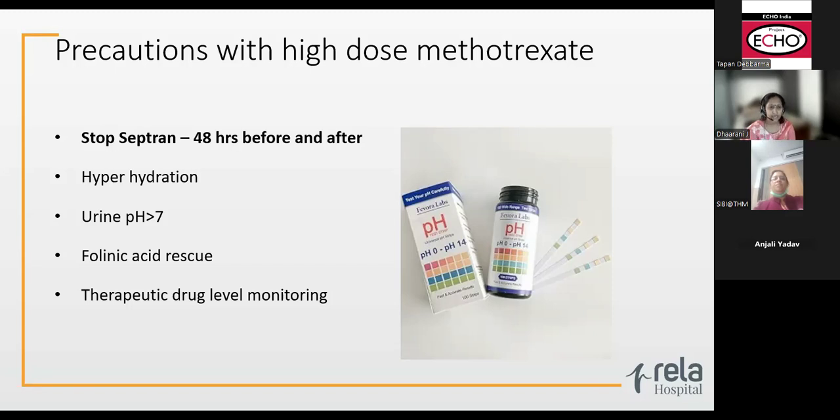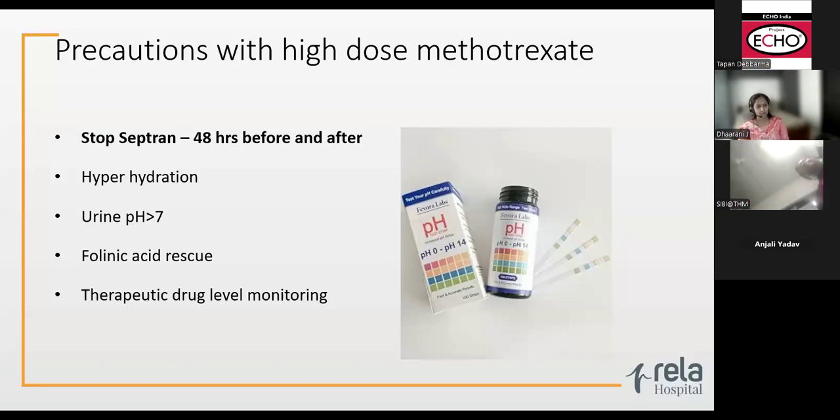So like I said, hyperhydration at least for 6 to 12 hours, making sure the urine pH is more than 7, and ensuring that the folinic acid is ready before starting the methotrexate. These are all very, very important. Methotrexate is one drug where we actually do therapeutic drug level monitoring, meaning we do the drug levels at 48 hours, 72 hours to check the drug has reduced well in the body before we discharge the patient. This is important to ensure the toxicity is not there.